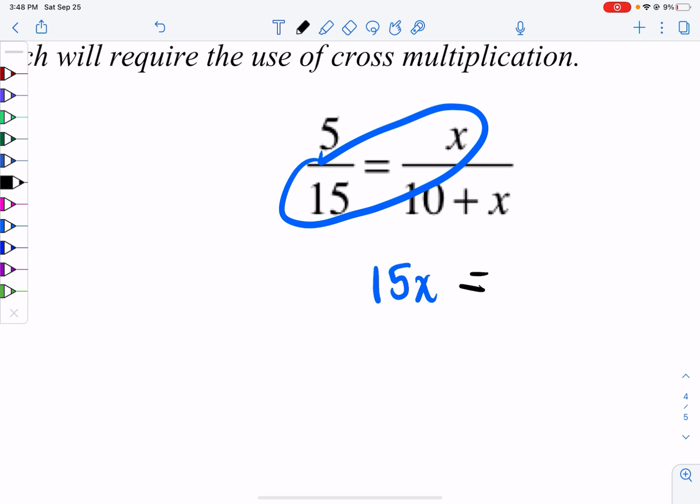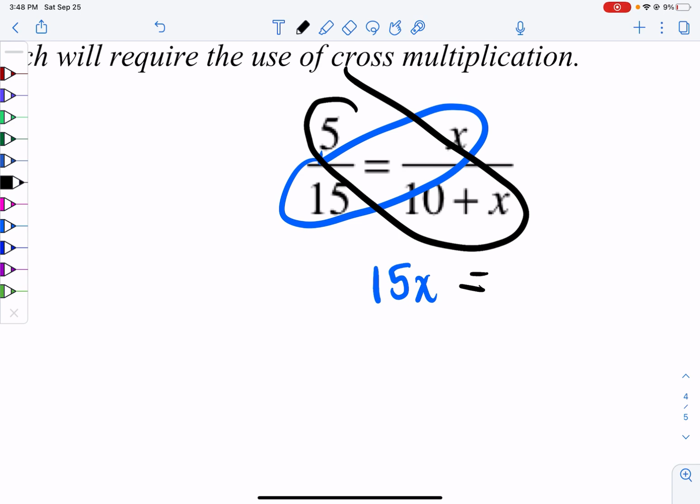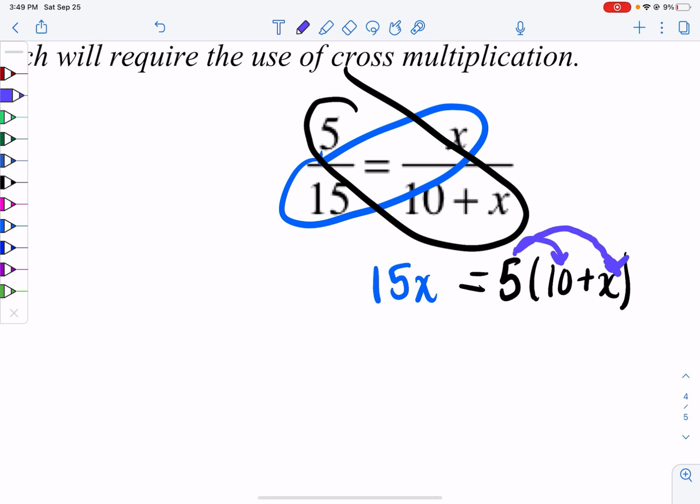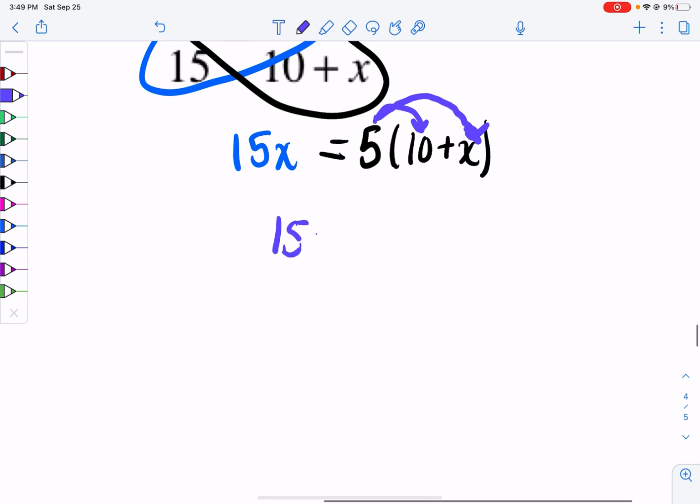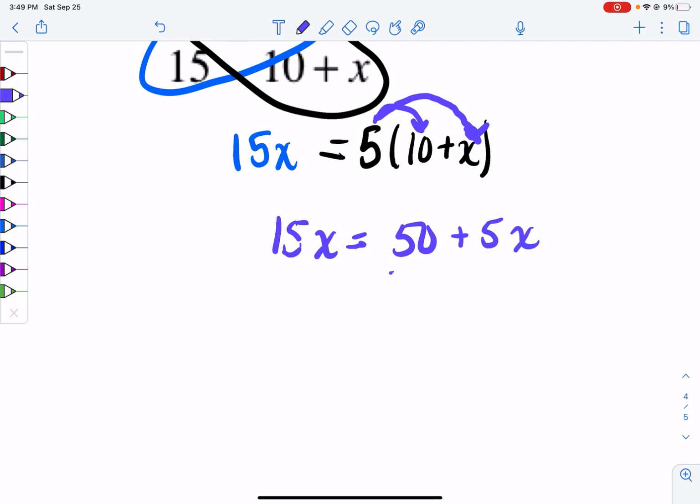Now I cross multiply my 5 with my 10 plus x, but you have to be very careful with this one. You're not doing 5 times 10, you're doing 5 times 10 plus x. So we're going to rewrite this as 5 times 10 plus x. So now I have to distribute. I'm going to distribute my 5 to my 10 and my x. 5 times 10 is 50, so I have 15x equals 50 plus 5x, because 5 times x is 5x.